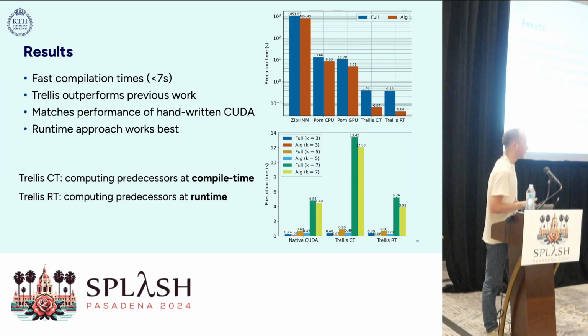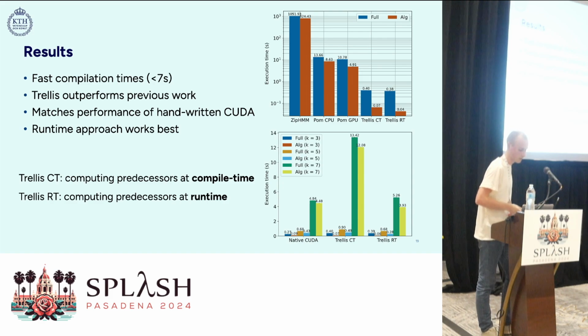The second part I would like to talk about is the graph at the bottom, where we have compared Trellis against a native CUDA implementation that was written before we even started working on Trellis. In this case, we have 3 different versions of the sparse model. So k equal to 3, 5, and 7 represent the number of states, essentially. When k is equal to 7, for instance, we have 260,000 states, roughly.